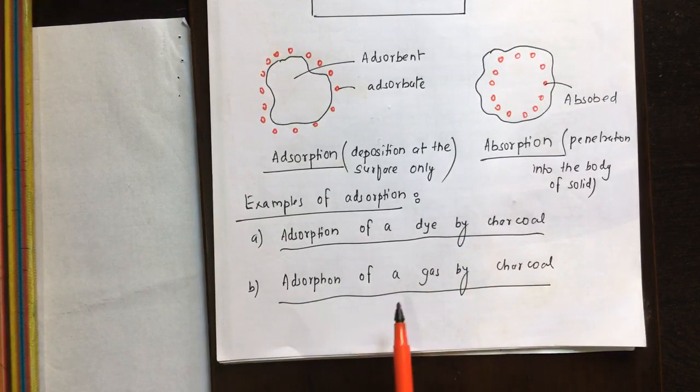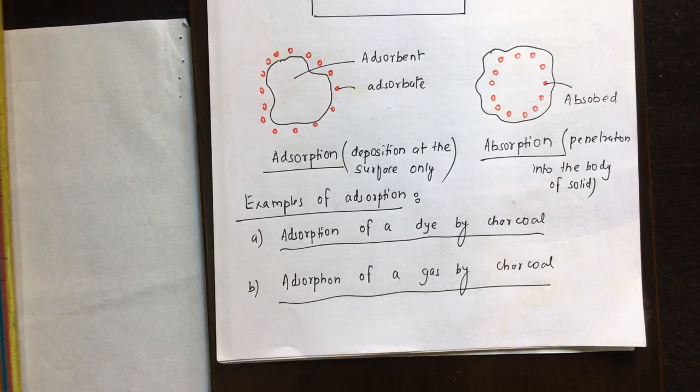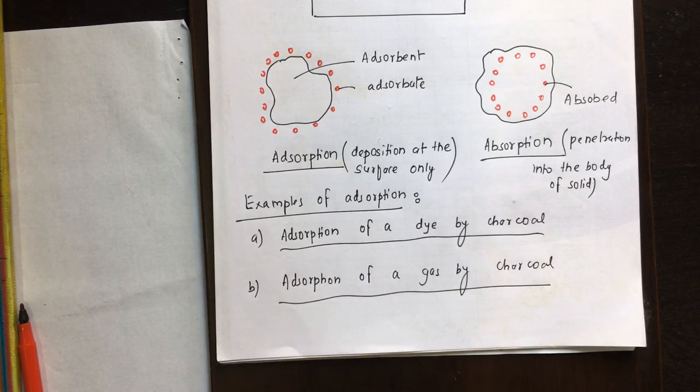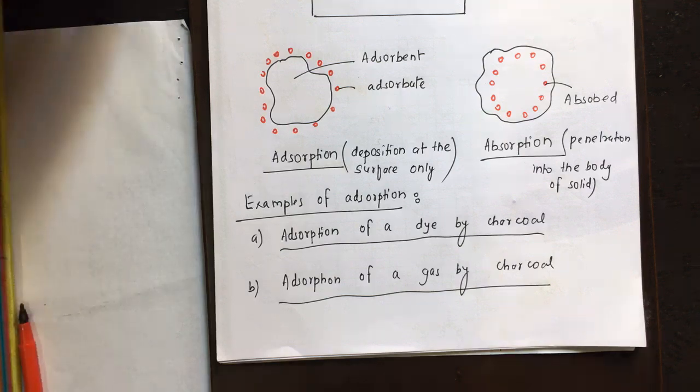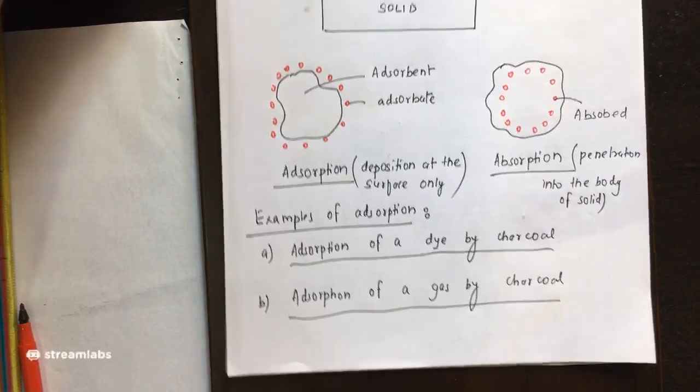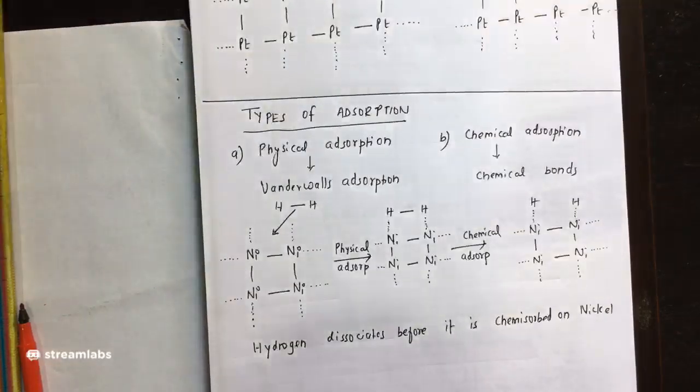Similarly, adsorption of a gas by charcoal. For example, if we have a gas like sulfur dioxide, chlorine or ammonia, and we treat it with powdered charcoal or coke in a closed vessel, what is observed? The gas pressure is found to increase. Why? Because the gas molecules concentrate on the charcoal surface and are said to be adsorbed. This is what I have talked about, the adsorption.